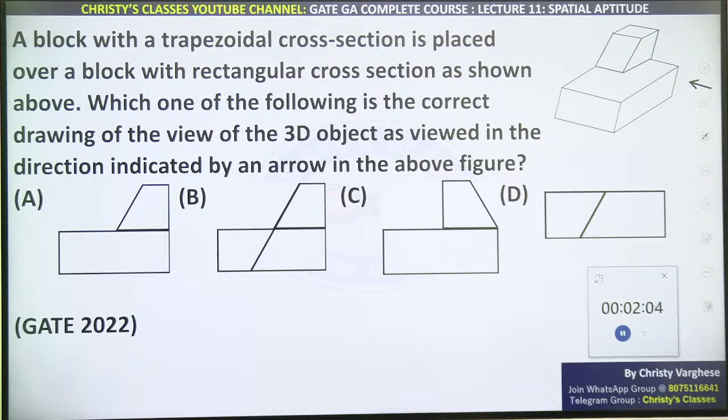Symbol pattern, like yesterday I told you, number letter pattern jaisa symbol pattern, that is kind of a spatial aptitude itself, because there also rotation is the main aspect. Their rotation is the main aspect. Mirror image also is asked.